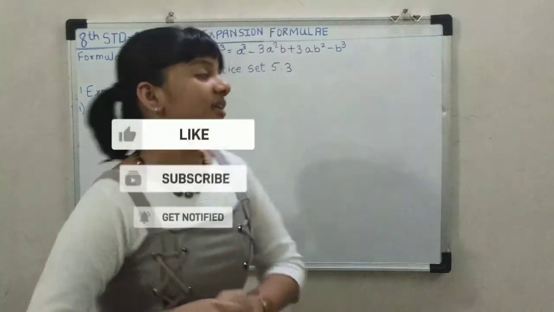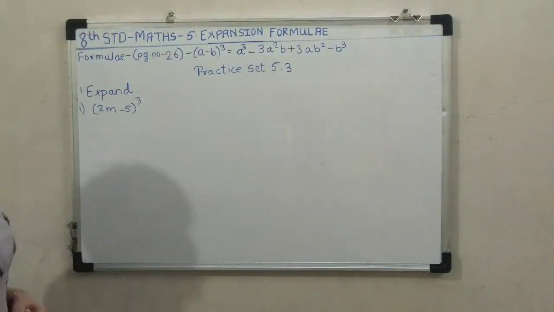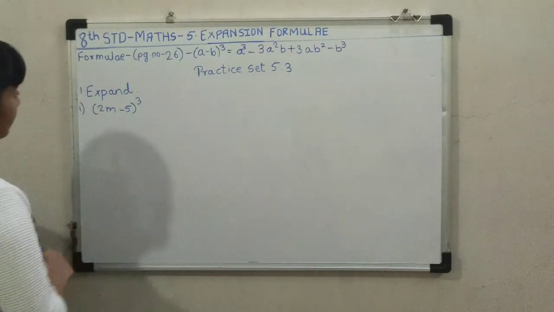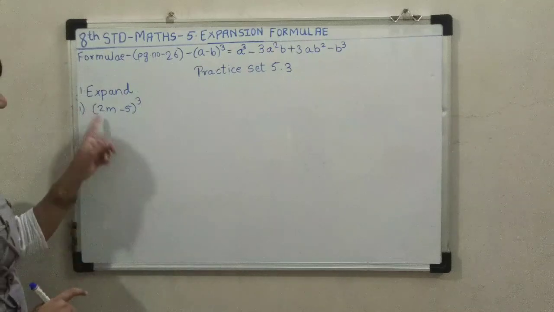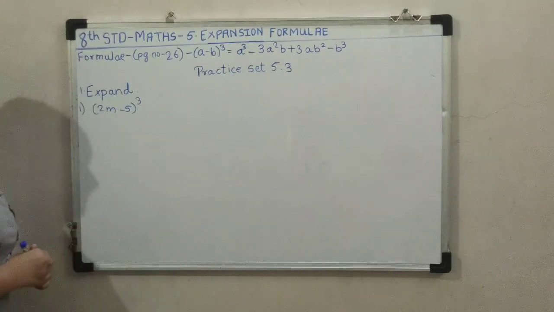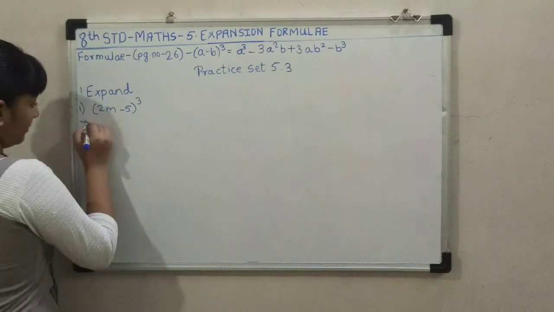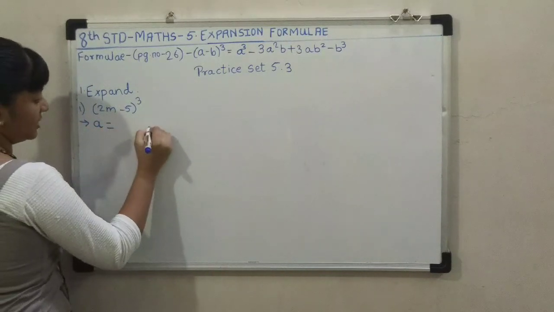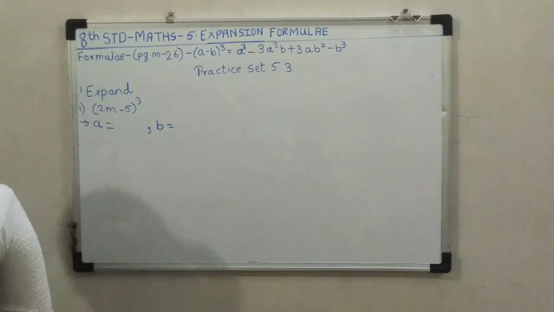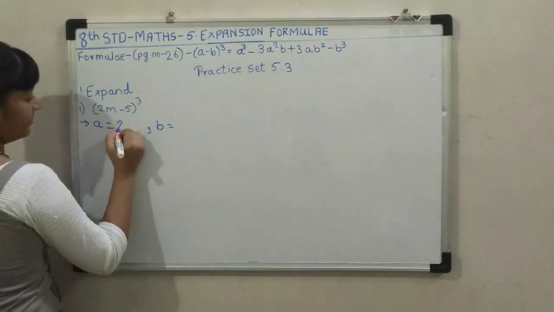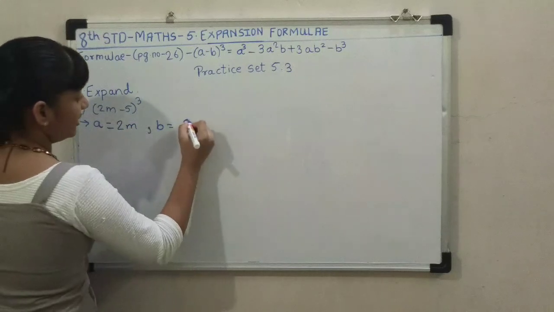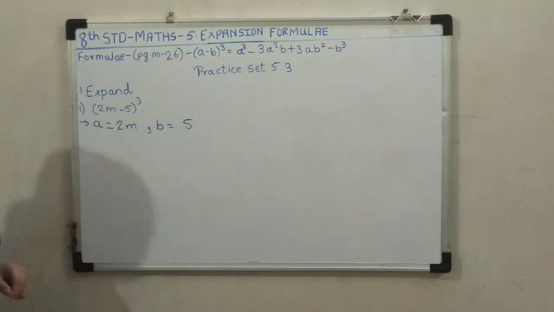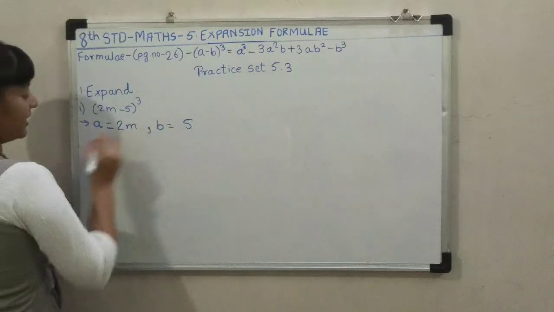So let's begin. For this practice set, the formula which is given on page number 26 is needed. The formula is (a − b)³ = a³ − 3a²b + 3ab² − b³. So the first question is to expand (2m − 5)³. Here we consider what is a and what is b. Our a is 2m, and b we take only 5, not minus, because in the formula the minus sign is already there. So we will not take minus here.